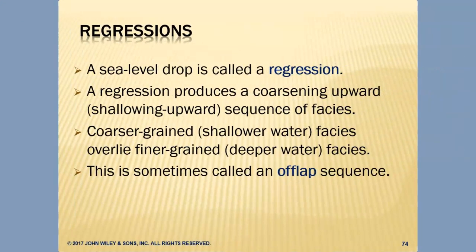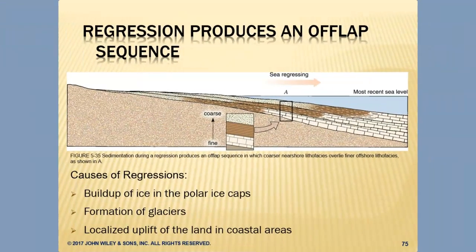If the water goes up, it's got to come back down. This sea level drop is called a regression, and a regression produces a coarsening upward sequence of facies. So we'll have shallower water facies overlying deep water facies, and of course this is called an OFFLAP sequence. And in this picture right here, we see sedimentation during regression.